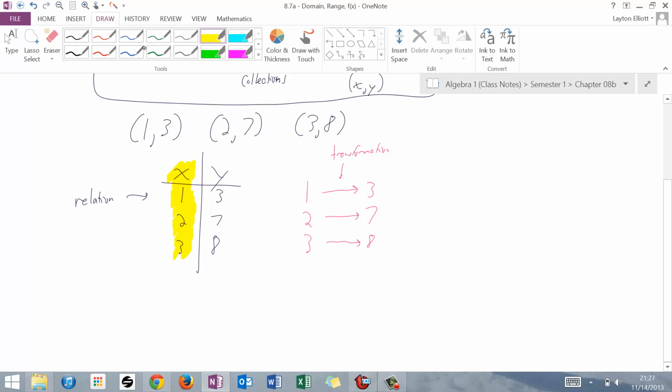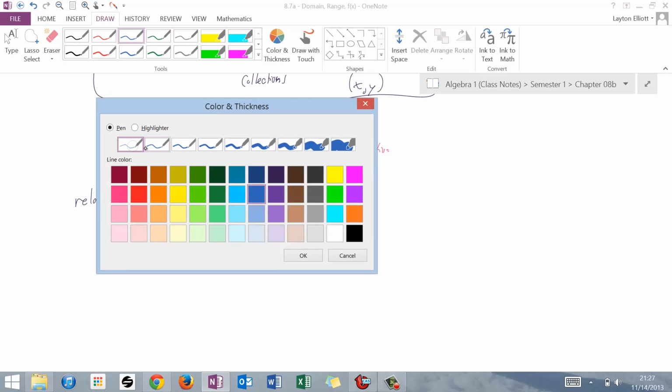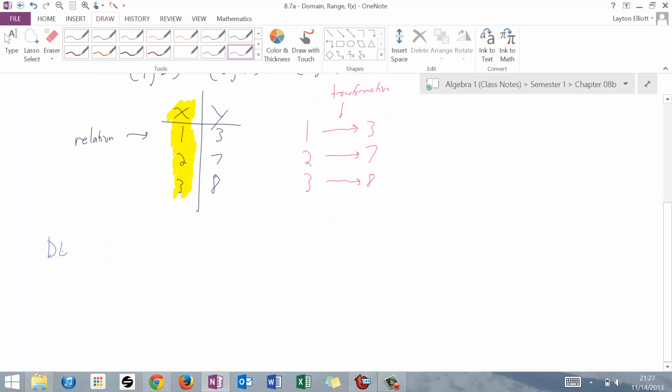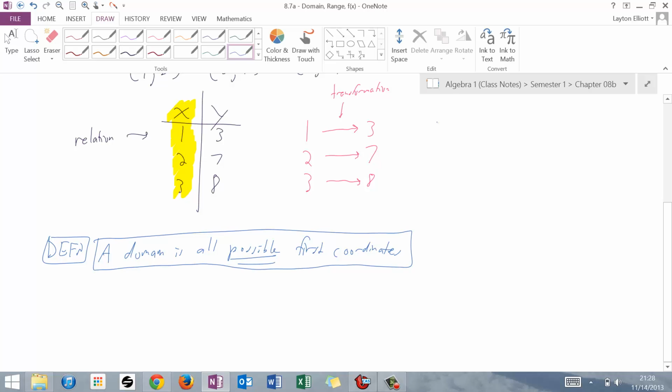And this is kind of a key one right here. Some of you may remember this from last year. Our definition of domain. A domain is all possible, and that's really key there, all possible first coordinates. And since it's all possible first coordinates, my domain for this one right up here would have been the numbers 1, 2, and 3, put in set notation to kind of separate those aside.